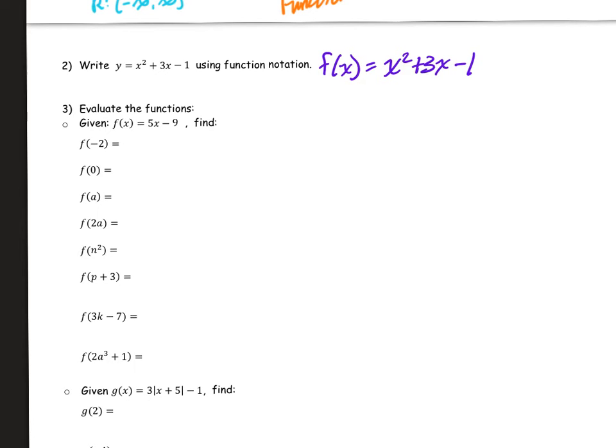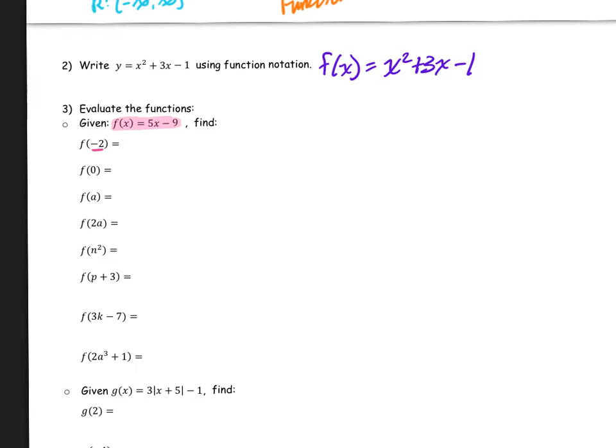Okay. Now we're moving on to evaluating the function. And we have a few problems to do here. Okay. So how do I evaluate the function? Well, this says f of negative 2, which means I'm going to take that negative 2 and put it in the function that they've given me, which is 5x minus 9, because it says right here, f of x equals 5x minus 9. And they want me to find this whole list of things.